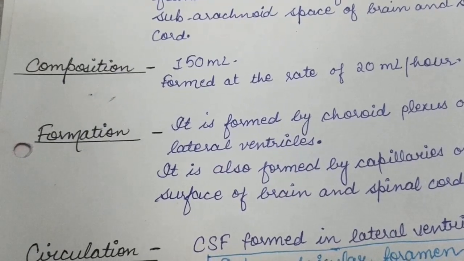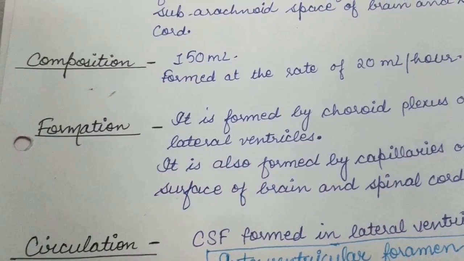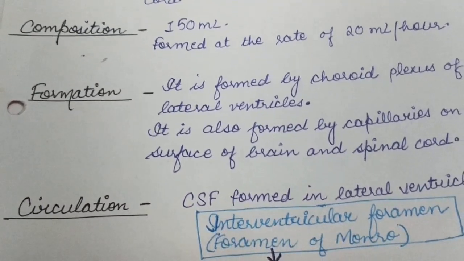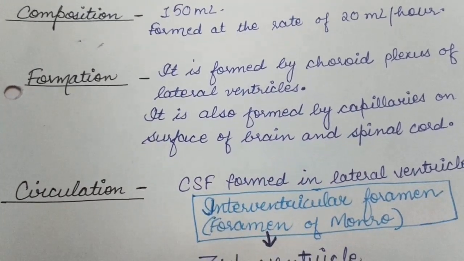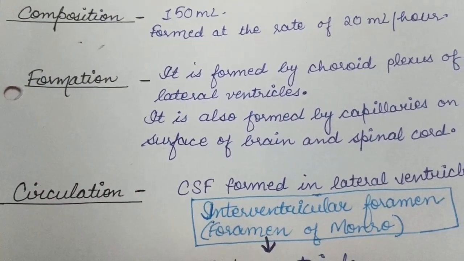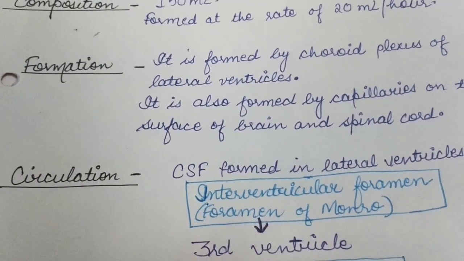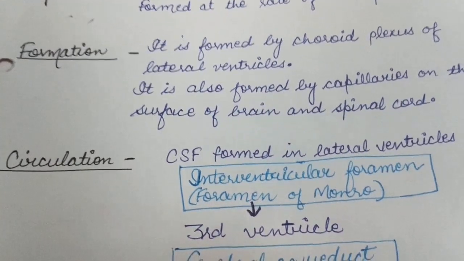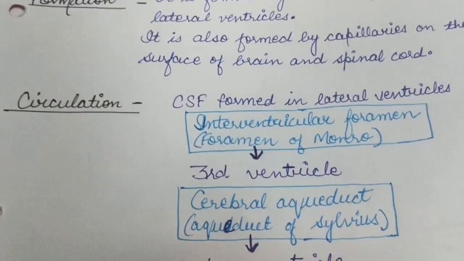It is about 150 ml, formed at the rate of 20 ml per hour. It is formed in the choroid plexus. Plexus is a collection of nerves. And it is found in the choroid plexus of the lateral ventricles. It is also formed by the capillaries on the surface of the brain and the spinal cord.